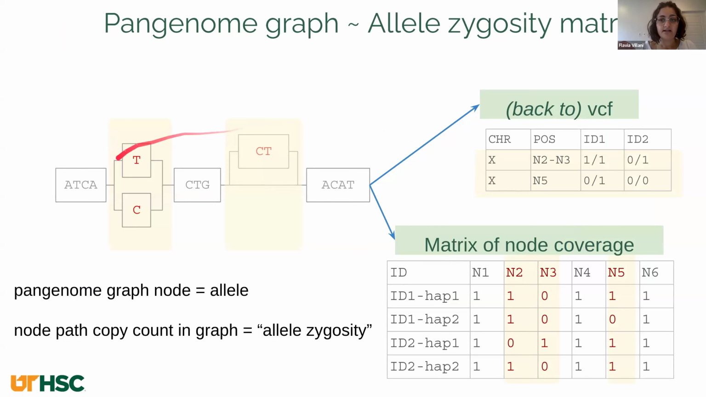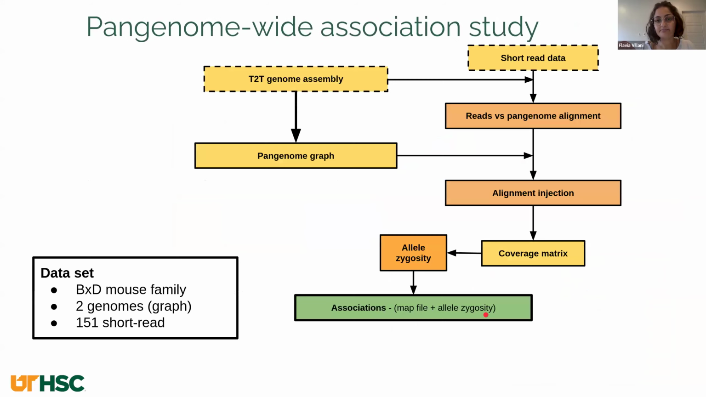We have a pangenome graph, so we can go back to the VCF file. This is the structure of the VCF file in which you have the chromosome, the position, and the genotypes for the different individuals, but we lose something. Or we can go through the matrix of node coverage, in which you have how many reads mapped to each different node and for each different sample. And we call this matrix of nodes allele zygosity.